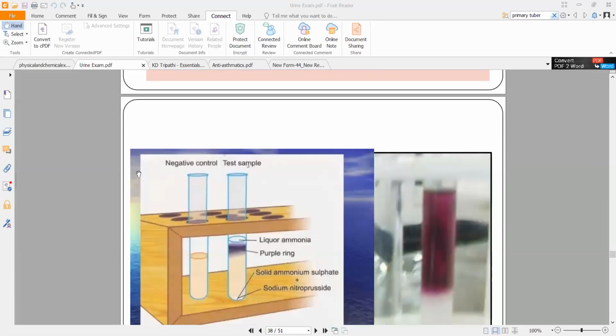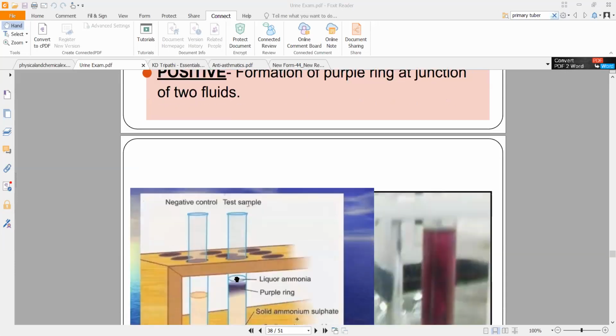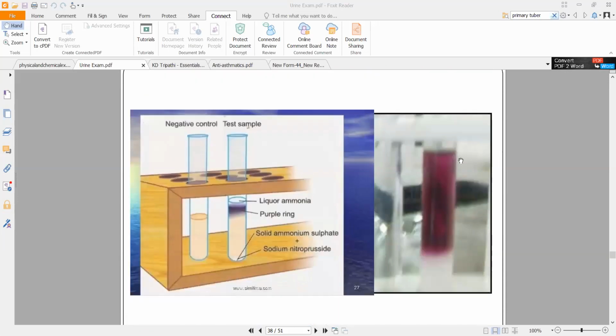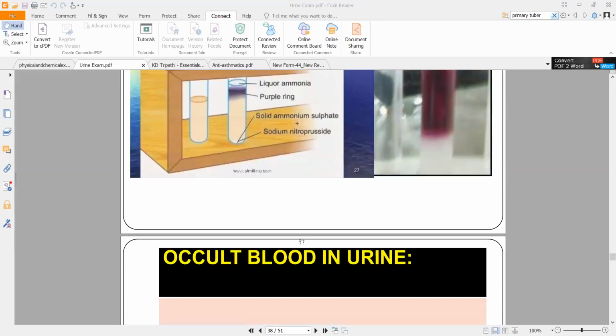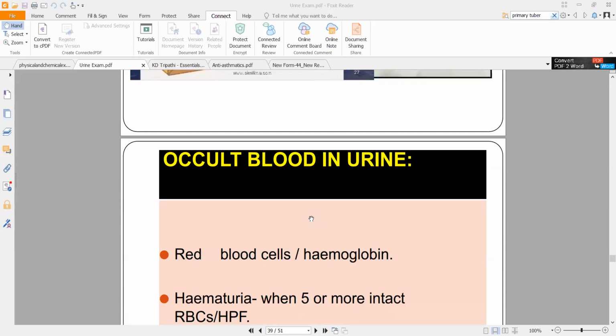Here, negative control basically means that that urine sample did not have any acetone or acetoacetic acid. That is why you are not getting a purple ring. So the positive reaction will be formation of a purple ring at the junction of the two fluids. As soon as ammonia interacts with urine, you will get a purple ring. And sometimes you will get such a huge reaction as well, depending on the amount of acetone or acetoacetic acid present inside. I hope that explains Rothera's test. If you have any doubts, let me know.